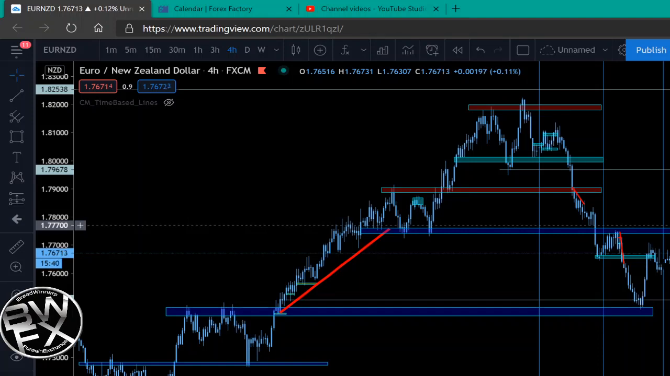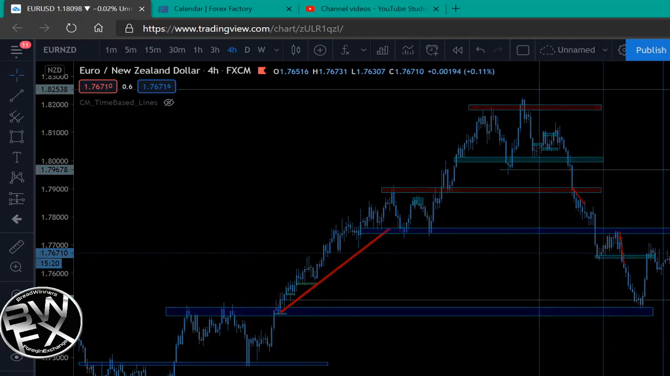Because at that point, structure has been broken. We're not in a downtrend. We're not making lower lows and lower highs anymore. We've broken this area right here, held it, and then pushed up. But right now I'm still looking for sales. I'm looking for it to come back up to this blue and then sell off again. But we'll see what happens.